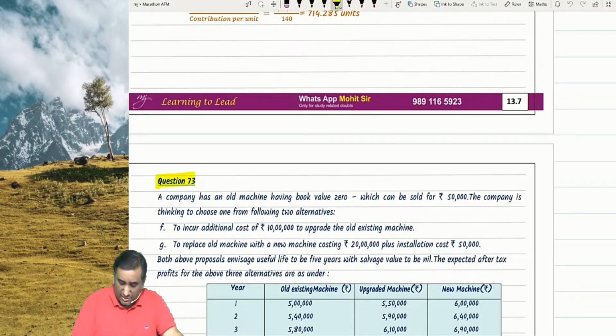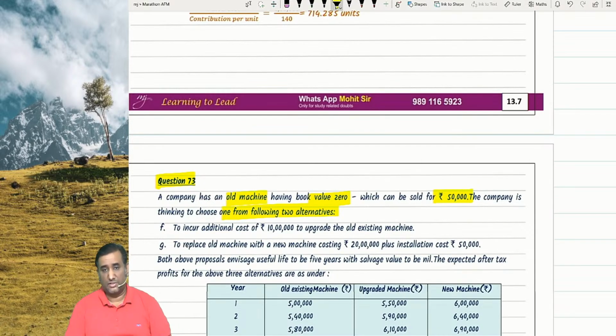73rd question, normal replacement. A company has an old machine having book value 0 which can be sold for 50,000. The company is thinking to choose from one of the following two alternatives. The old machine has to be replaced with either: incur an additional cost of 10,000 to upgrade the old machine, that's one option; second option is to replace the old machine with a new machine costing 20 lakh plus installation.